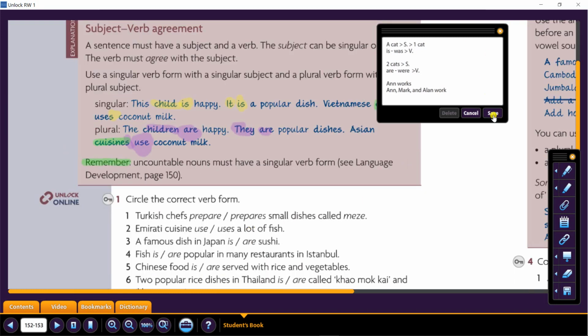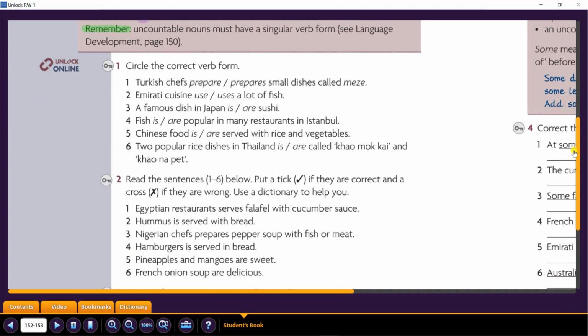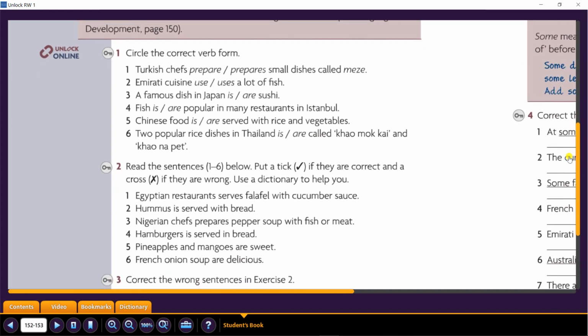Okay, ladies. Please take five to 7 minutes to do task number 1, task number 2, and task number 3. Task number 1 says, circle the correct verb form. Turkish chefs prepare or prepares small dishes called meze.